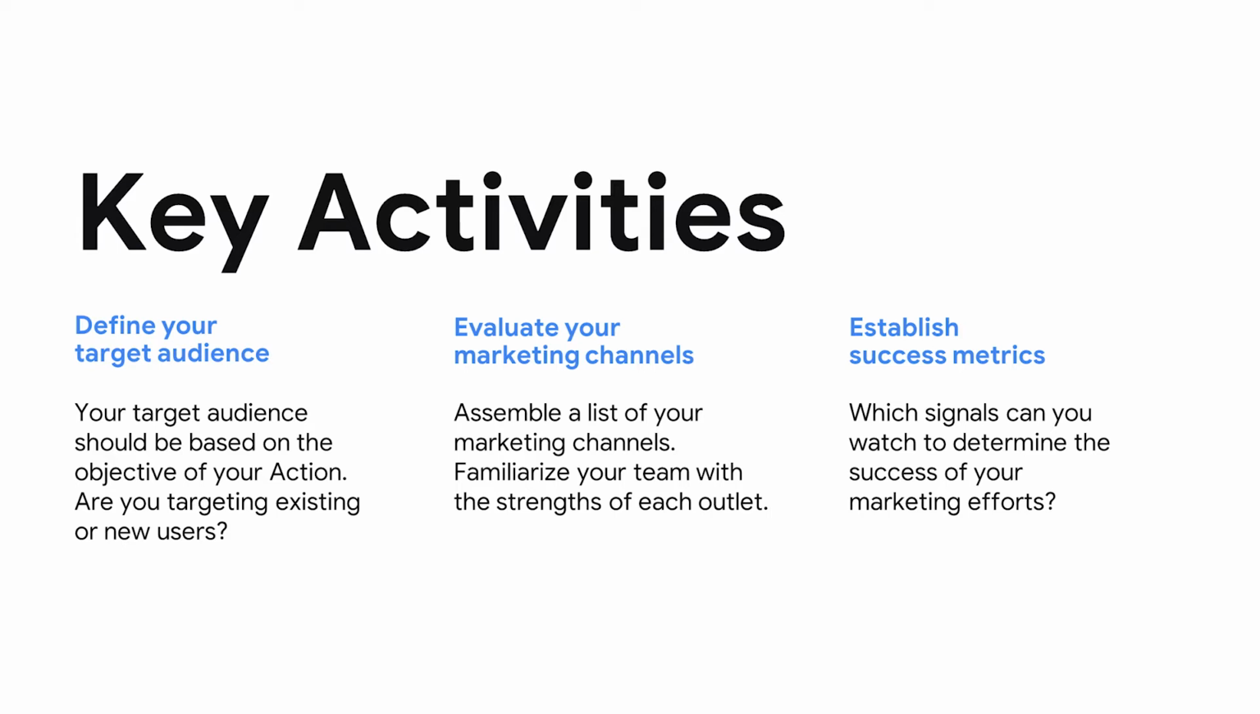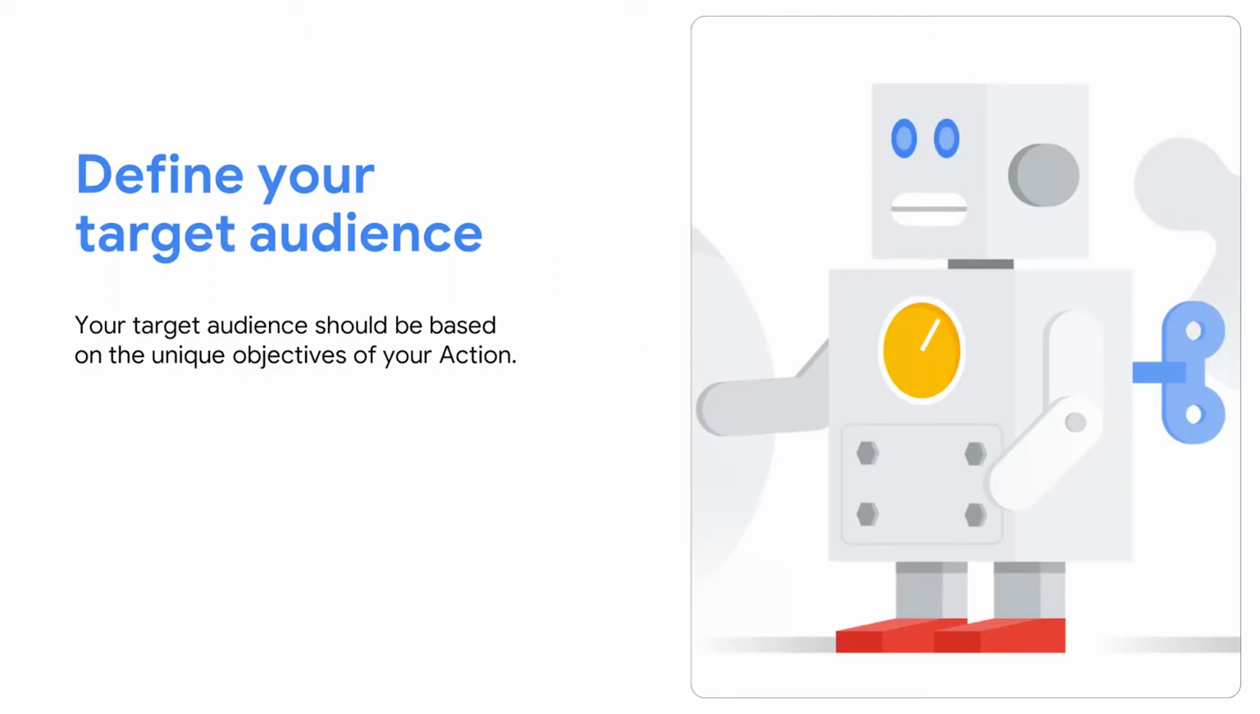You'll want to get to a shared understanding of your target audience, evaluate your marketing channels, and think about measures of success so that you can track how well your marketing activities are working. Defining your target audience should be based on the objective of your action. Specifically, determine if you are trying to reach existing users or new users. Often, building an action is a way to attract new customers thanks to the buzz this generates in PR.